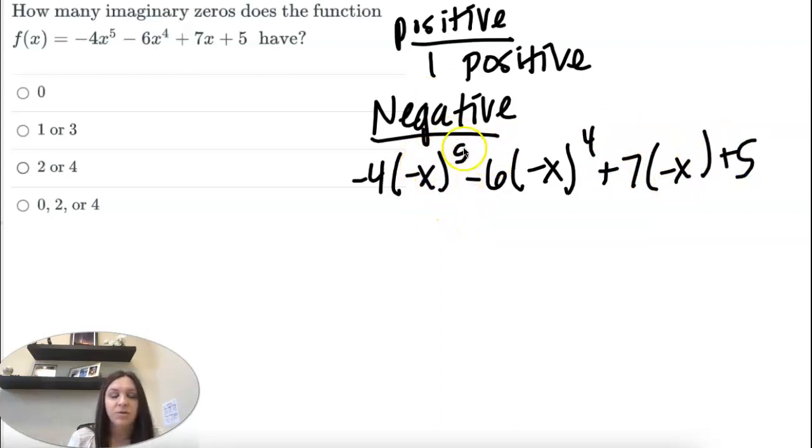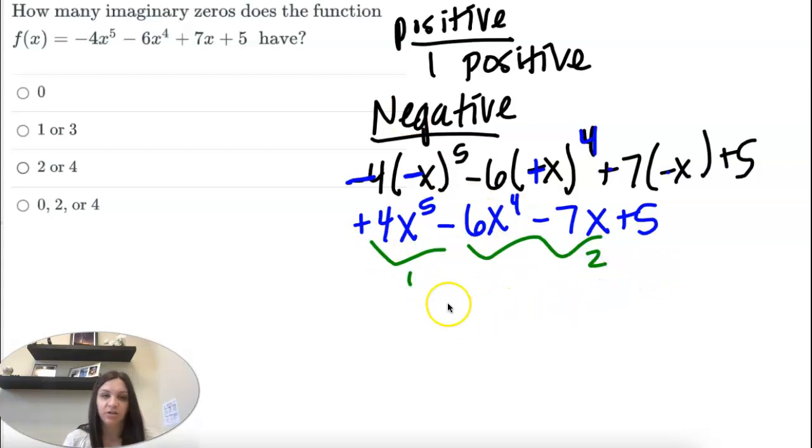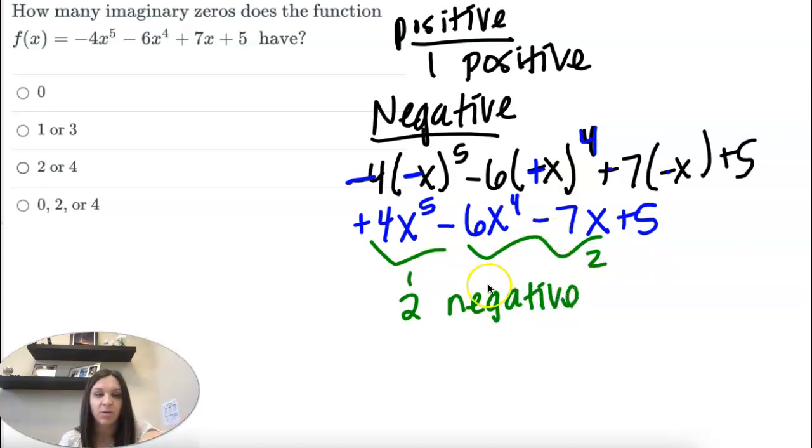Okay, a negative to a 5th power stays negative. So now I have negative x times negative 4, which is positive 4x to the 5th. A negative to the 4th power goes positive. So this negative times a positive is negative 6x to the 4th. Positive times a negative is a negative plus 5. So let's count. We have 2 sign changes. So we have 2 negative, and then remember we have to go down, or 0 negative.